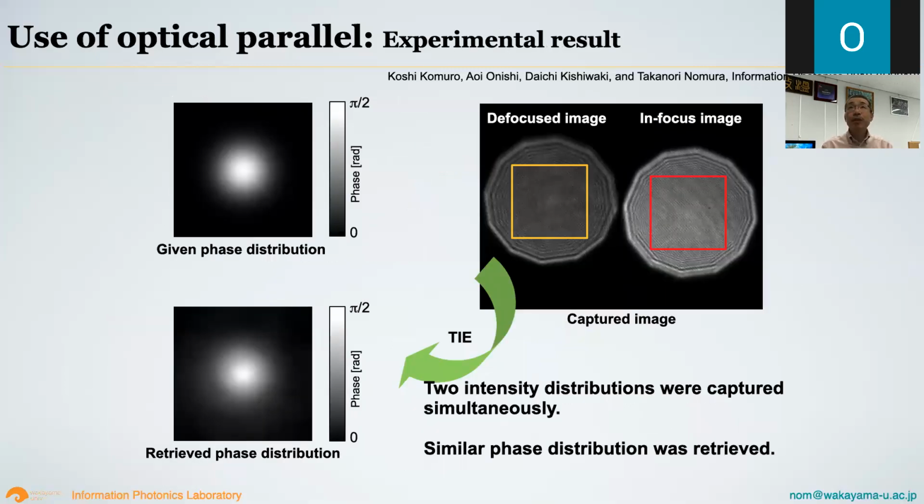Here is the experimental result. This is a given phase distribution. This is captured images: in-focus image and defocus images. So we apply TIE, and we obtain the retrieved phase distribution. A similar phase distribution was retrieved.